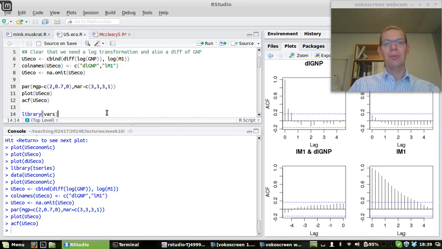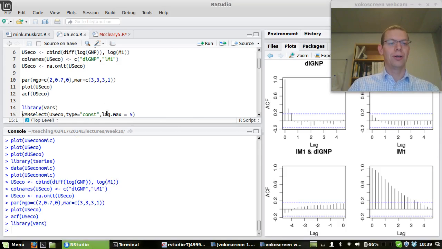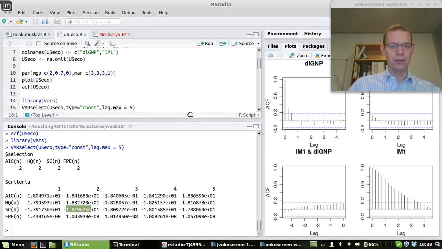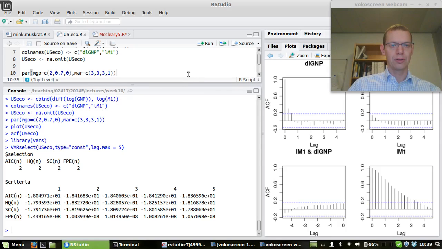Like in the other example, I will use the vars package, and I will do the VARselect, first with a constant, and figure out which one is best. Well, let's use the BIC criterion, the second one here. So this is a number that is our reference. Let's see if we can make it like this.